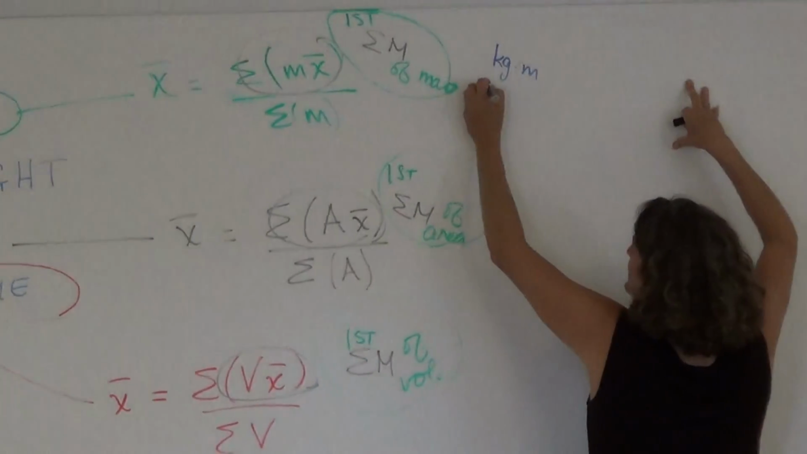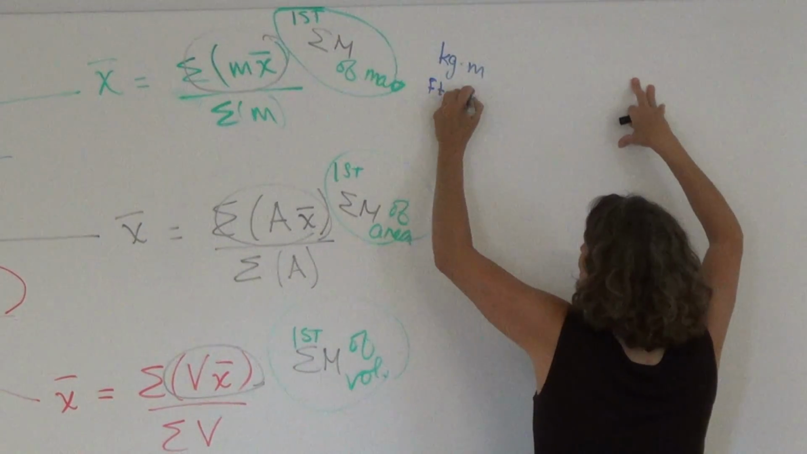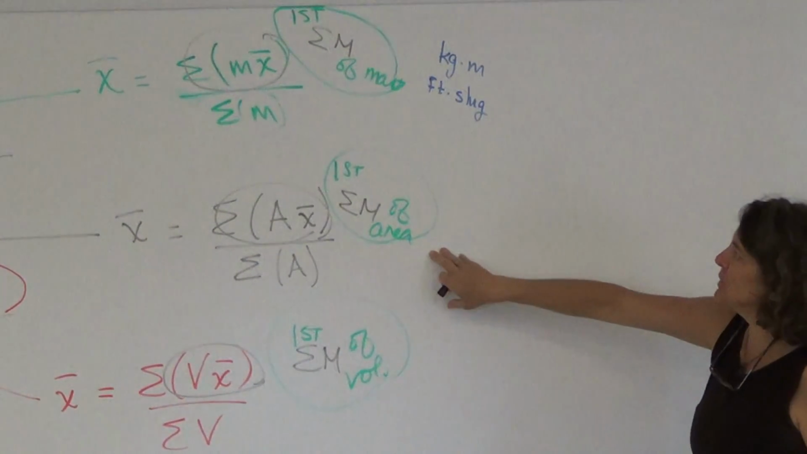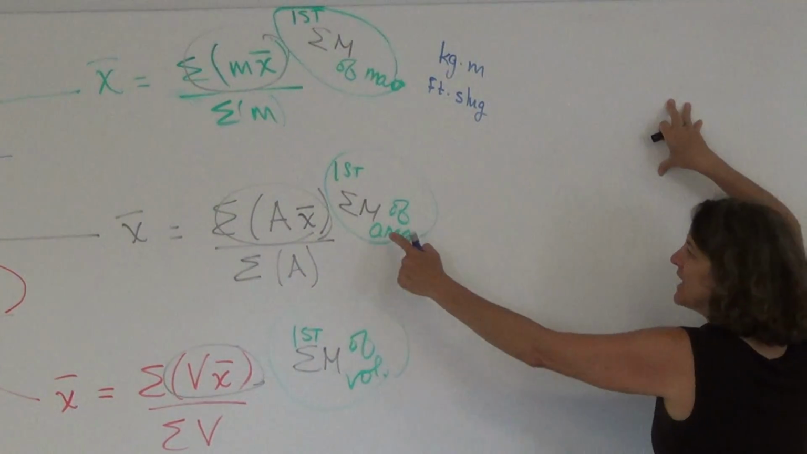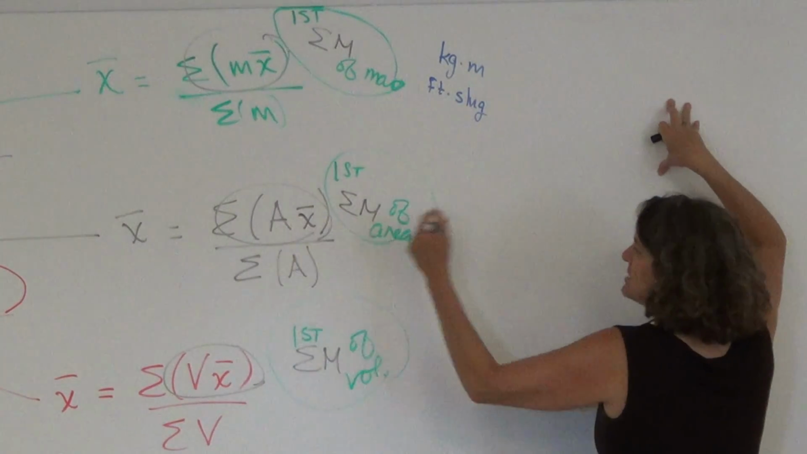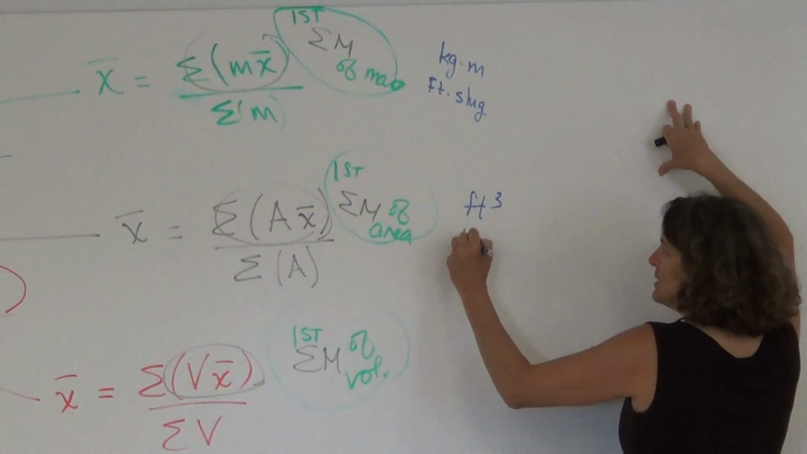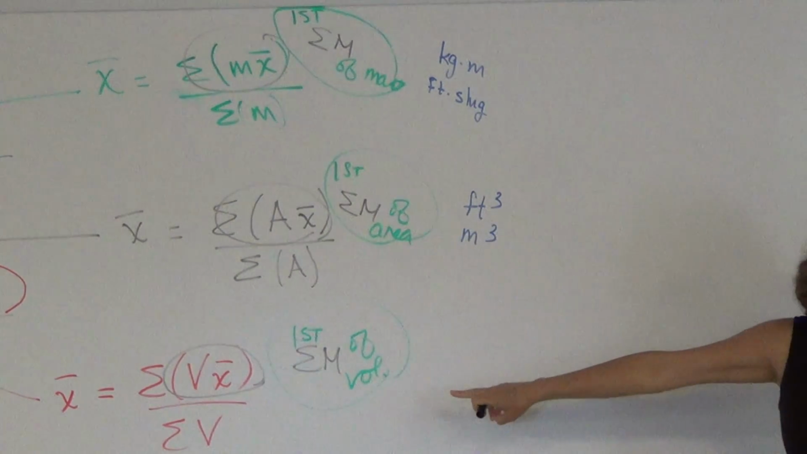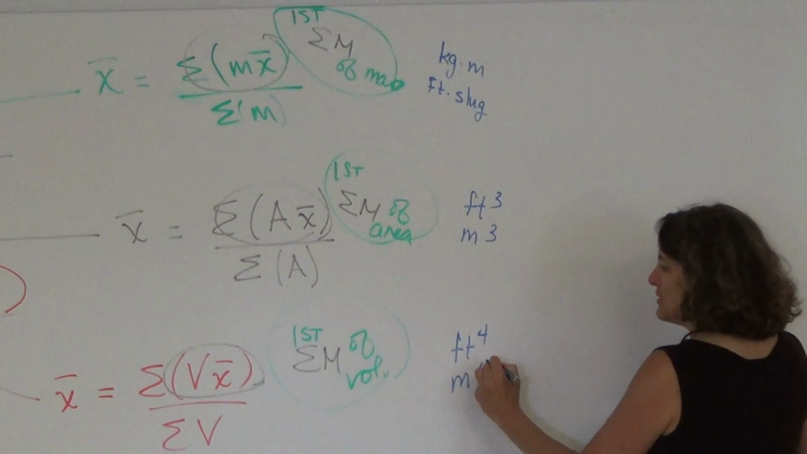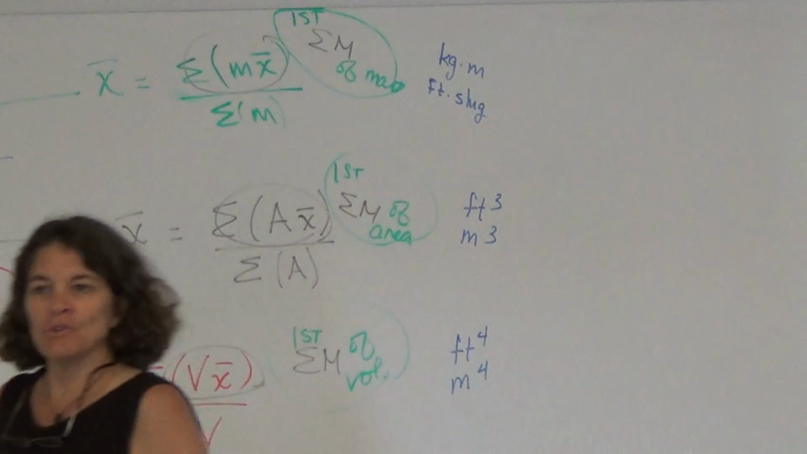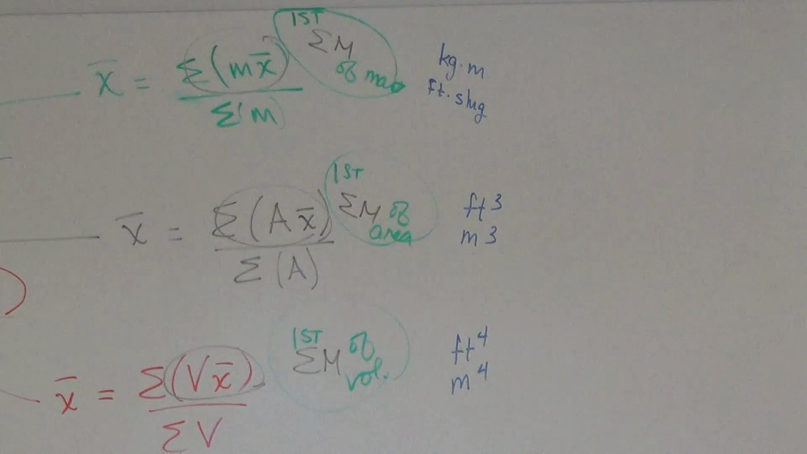You guys even know what the foot slug is? How about this? What's the unit here? This is a weird one. Try it again. It's area times distance. Foot cubed. Meter cubed. How about this one? Foot to the fourth. Meter to the fourth. Personally, if I had derived all this and discovered this, I wouldn't call them moments because I think it's confusing. But they are called moments and we have to accept that.